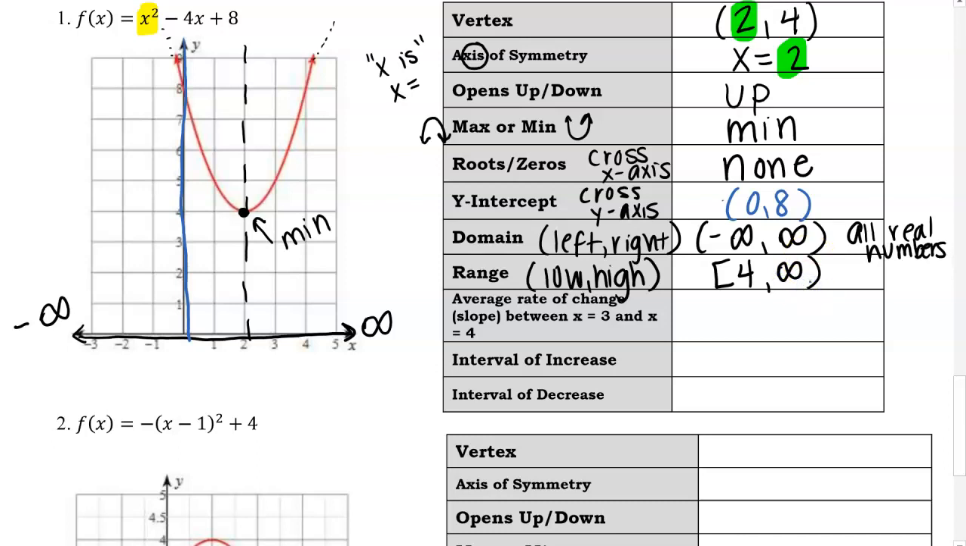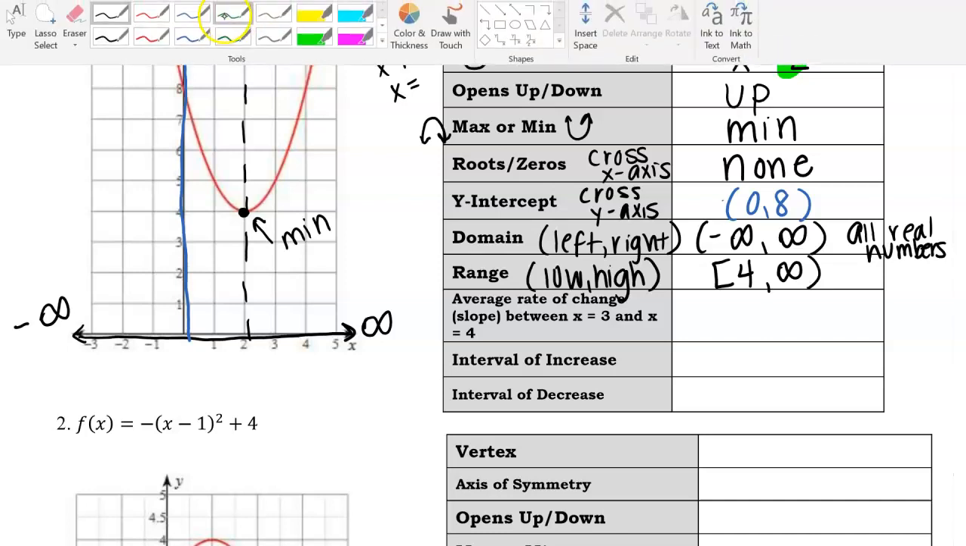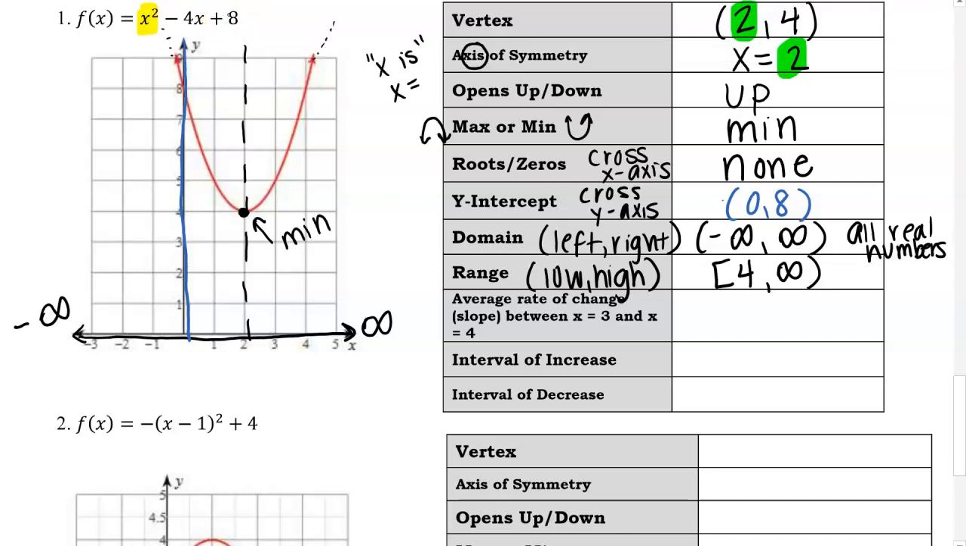The average rate of change, or the slope. I realize that a curve does not have a linear slope, so we're still going to find it. We're looking from x equals 3 to x equals 4. So I realize although this isn't a line, we can still find the average rate of change by counting rise over run. So we want to look at rise over run, or our change in y over our change in x. Our change in y is up 3, and our change in x is to the right 1. So our average rate of change is 3.